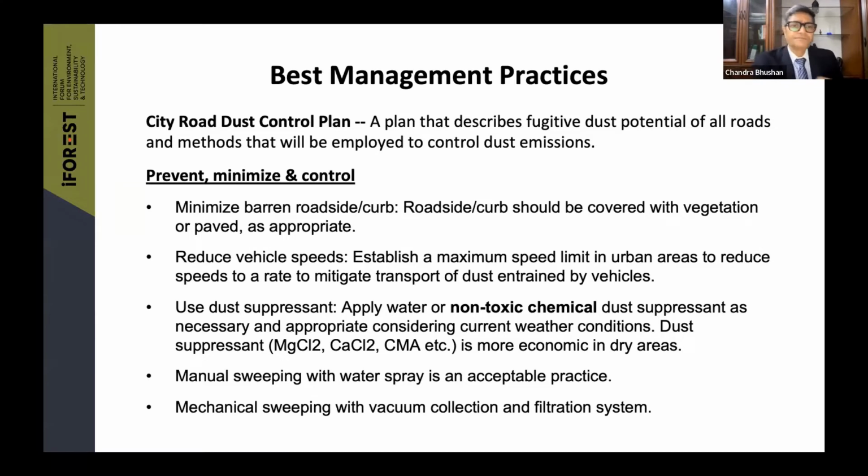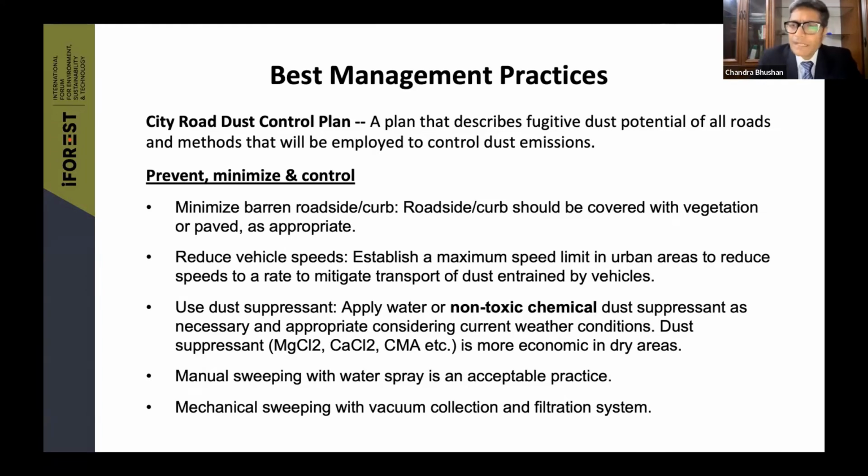That should not happen. In some of the urban areas which have high potential of dust, we will have to reduce vehicle speed. As I said, an important tool to reduce dust. You will have to use dust suppressant. Mainly, if you look at the dust suppressants coming to the market, they are largely chlorides or chemicals which are of lignin. So it is either magnesium chloride or calcium chloride. There is also calcium magnesium acetate, CMA, which is coming into the market.